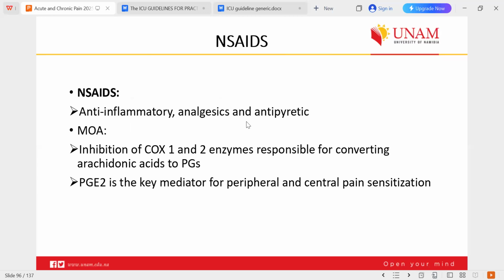The second agent we use, the NSAIDs. The mechanism of action is by inhibition of the cyclooxygenase 1 and 2 enzymes, which are responsible for converting arachidonic acid to prostaglandins. That is what mediates pain from the nociceptor on the peripheral side. Prostaglandin E2 is the key mediator for peripheral pain and sensory sensitization. So NSAIDs work peripherally by inhibiting the production of prostaglandin E2.